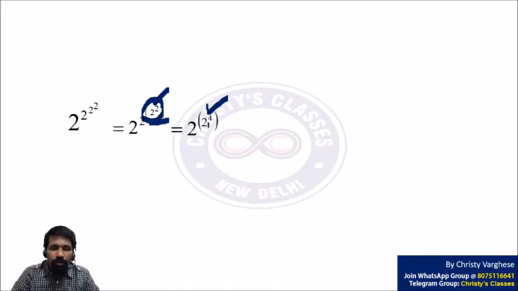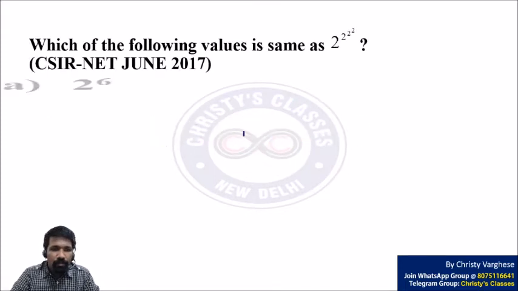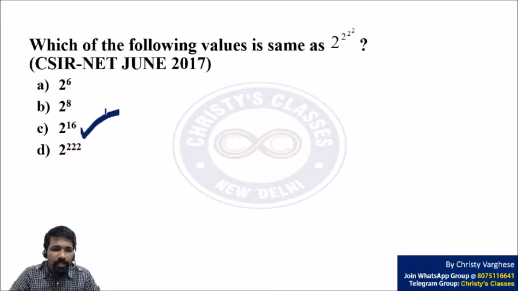Now how to decide the order? Again top to bottom order. Now 2 raised to 4 you do. 2 raised to 4 is what? 2 raised to 16. And the answer options are giving you the value 2 raised to 16. So you don't have to simplify it more. You only have to reach 2 raised to 16 and say that is the answer. So option C is the answer.